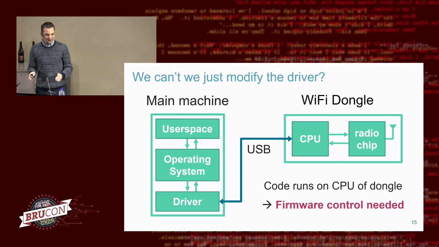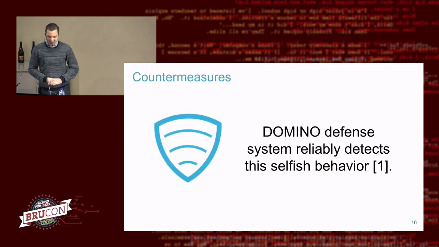So that covers the aspect of the attacker. The good news is that there was a research prototype a few years ago of a defense mechanism against this. And they're able to detect if a certain client in your Wi-Fi network is behaving in this unfair manner. So you can use this to monitor your own network. And if then this selfish client is detected, you can decide to kick it off the network.